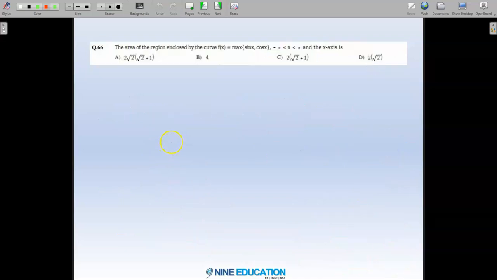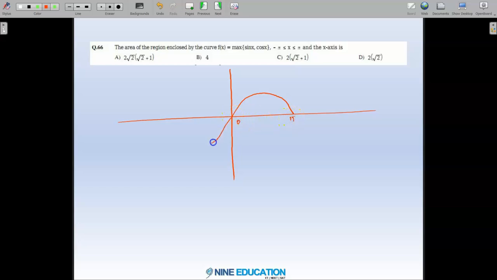Question number 66: the area of the region enclosed by the curve f(x) equal to maximum of sin x, cos x between minus pi to pi and the x axis is. So let's draw the curves of y equal to sin x as well as cos x from minus pi to pi. So the sin x curve goes like this from 0 to pi, and for the left side also it goes like this till minus pi.